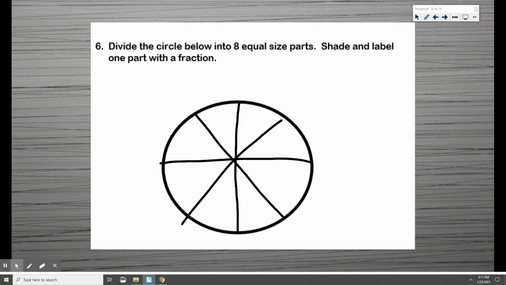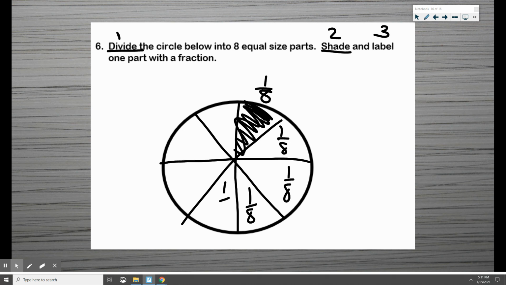Then it says shade, so there will be 3 points for this one. Divide, shade, and label. So there's shading one part with a fraction. My fraction is going to be 1/8. All of these are 1/8 as well. Could easily label all of these, but I wanted to shade one of them.